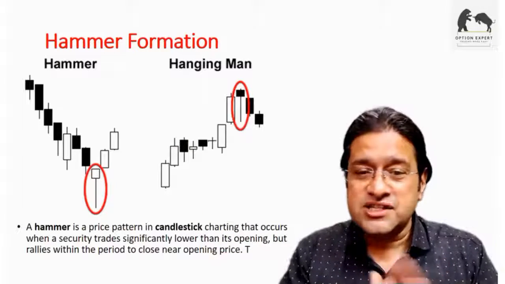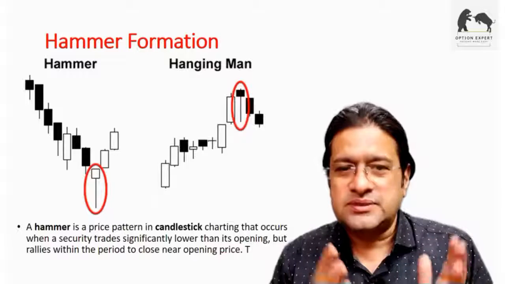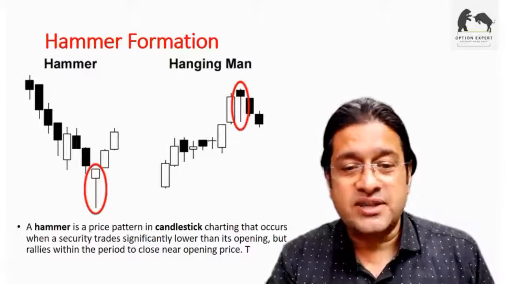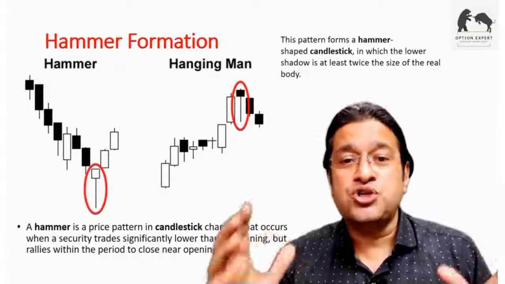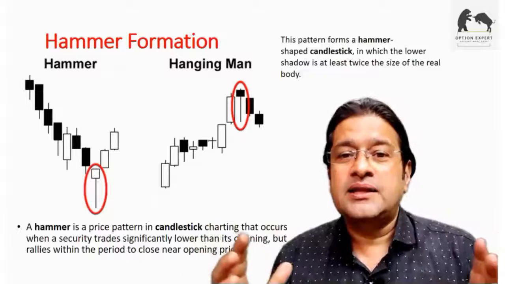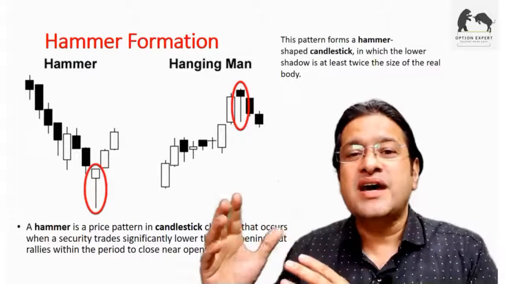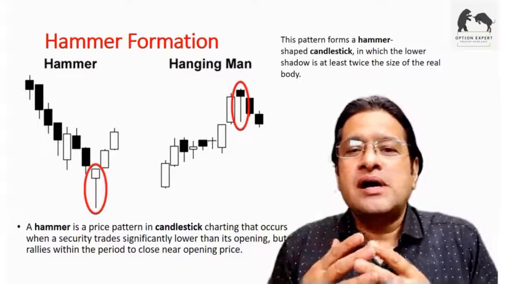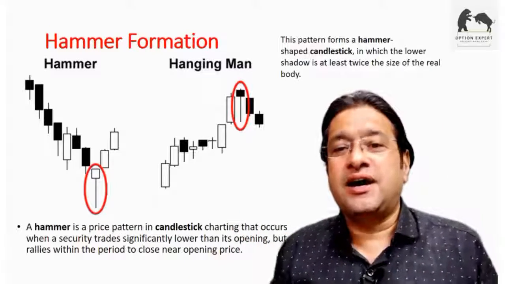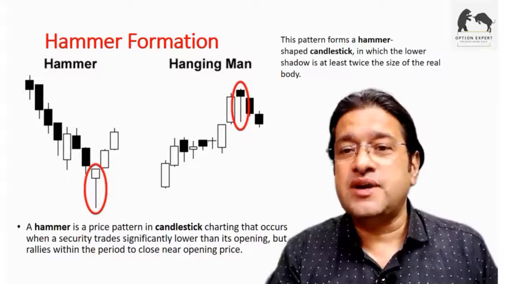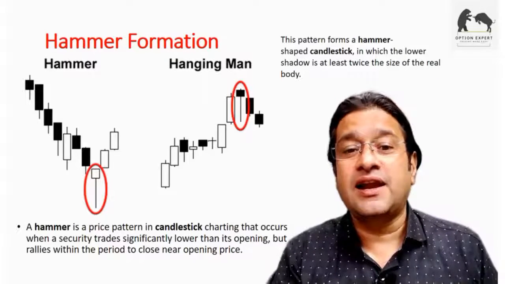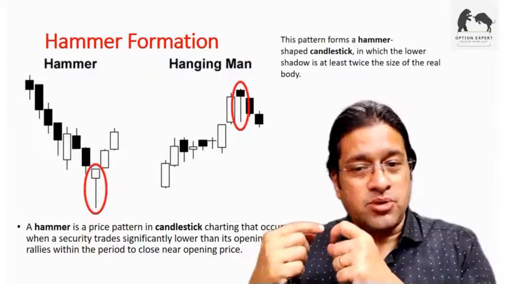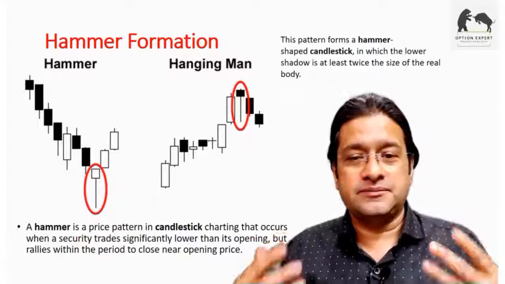Yeah, this is in front of you. You can go through the definitions here. You can also make some notes about these things. But I'm going to show it to you in real time. This pattern forms a hammer-shaped candlestick, where the lower shadow is at least twice the size of the real body, which is double. The wick, basically, is longer.